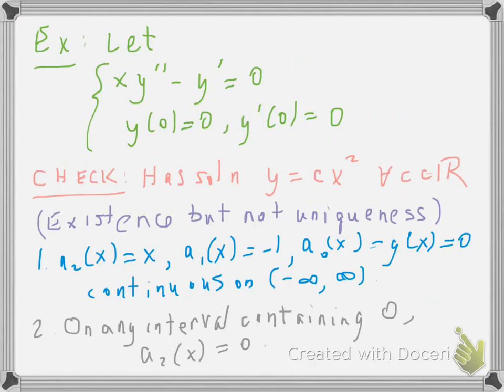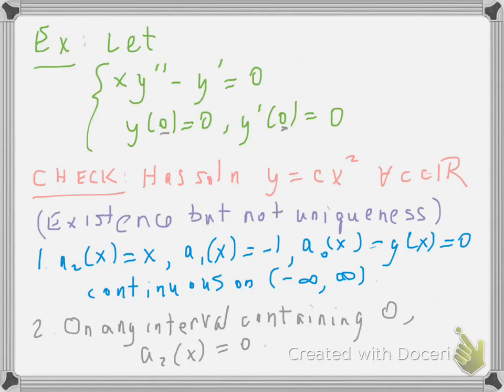But notice here that on any interval containing 0, and 0 is the x value for my initial condition, a sub 2 of x is also 0 at that point. So we violate the second criterion of the existence and uniqueness theorem, and so we're not guaranteed uniqueness. And here in this example, in fact, we clearly do not have uniqueness.